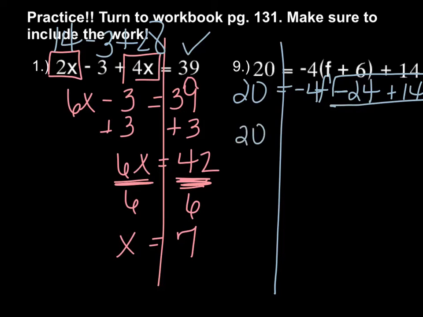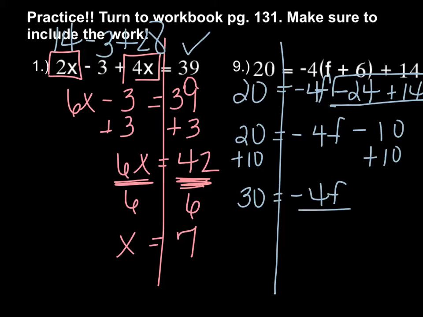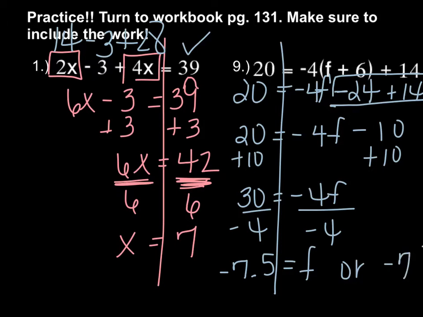So I have 20 equals negative 4f. Now I have a positive and negative, so I'm going to subtract these. 24 minus 14 is negative 10, because I'm keeping the sign of the bigger number. To solve the two-step, I add 10. 30 equals negative 4f, and divide by negative 4. Now this one is going to be a decimal. I can make it a fraction or a decimal, but I'm going to get negative 7.5 equals f, or negative 7.5.